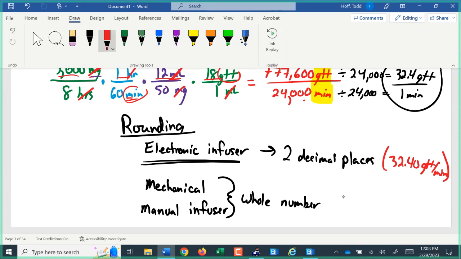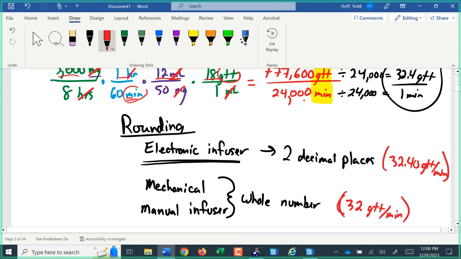So if this were a mechanical or a manual infuser, 32.4 drops per minute would have to have been rounded to 32 drops per minute. Since it was 0.4, you'd round it down to 32. For our calculations here, we are going to assume that we're using an electronic infuser. So we're going to go to two decimal places in our calculations for drops per minute, unless it is otherwise stated that it's mechanical or manual. We will always make that assumption that it's electronic.